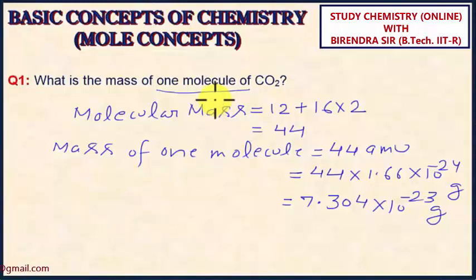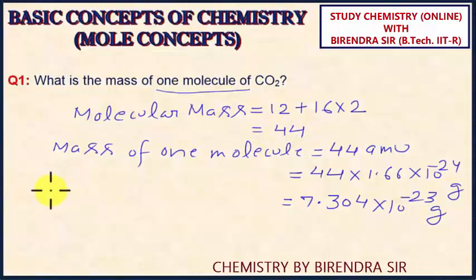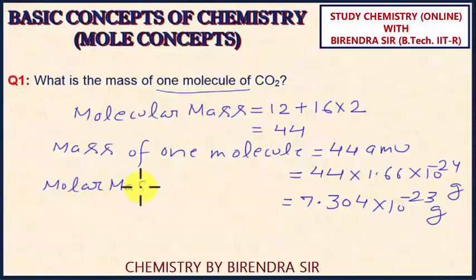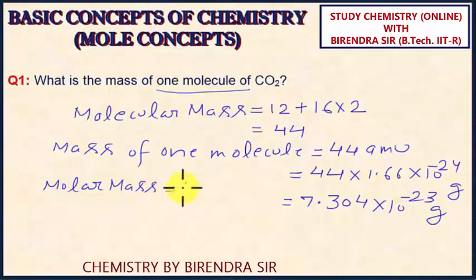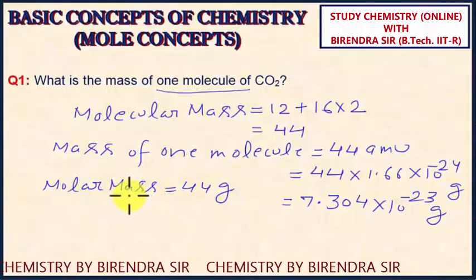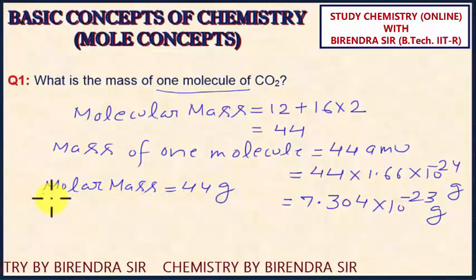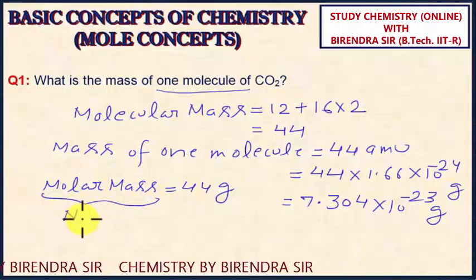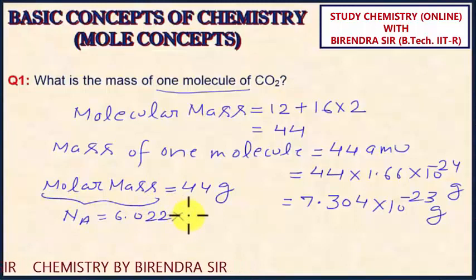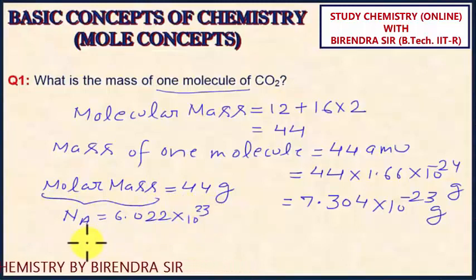One more way to solve this question is, the molecular mass is 44. I can write the molar mass of CO2 as 44 grams. Molar mass is the mass of 1 mole. Means how many molecules? Na, that is 6.022 into 10 raised to 23. So these many molecules have a mass of 44 gram.